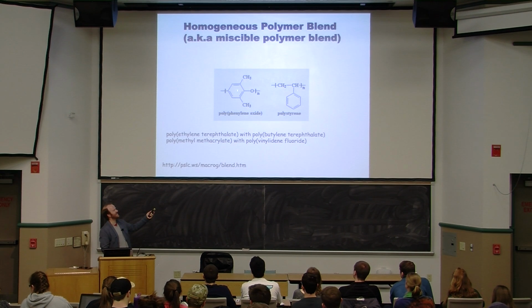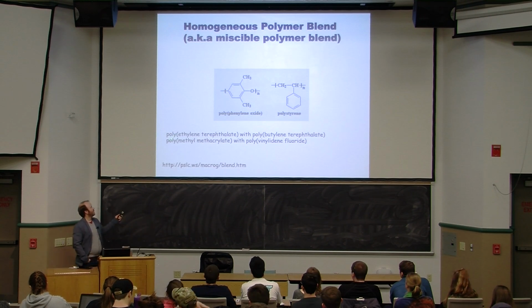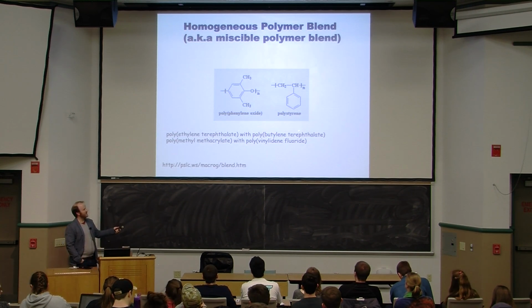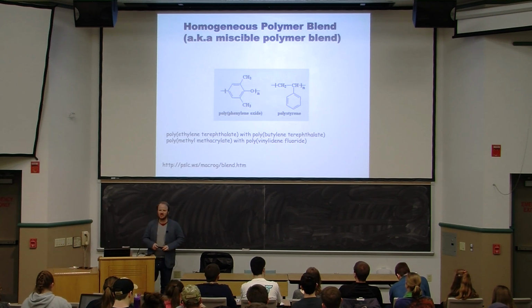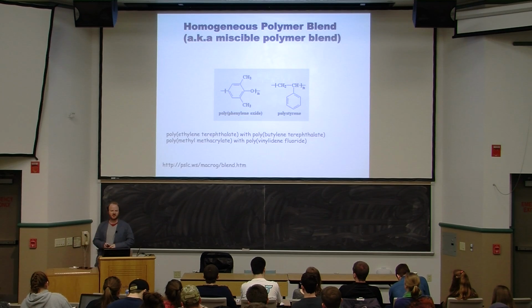Polyphenylene oxide also has that big benzene ring. It's polarizable, and so these form miscible blends. Polyethylene terephthalate and polybutylene terephthalate also form miscible blends. They're just variations on a theme, so you can look up those chemical structures.